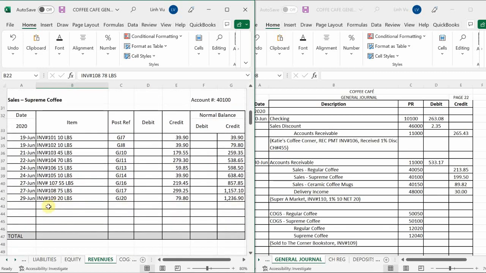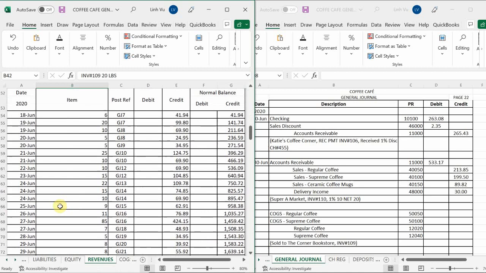What about the Supreme coffee? Right, we sold 50 pounds. So invoice 110, 50 pounds for a total of 199.50. Okay, and then the grand total is $1,436.40. Good.